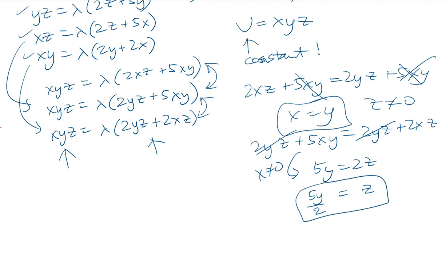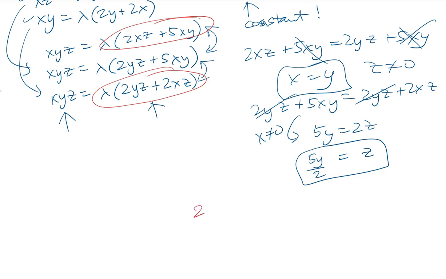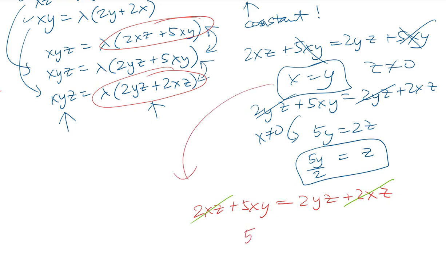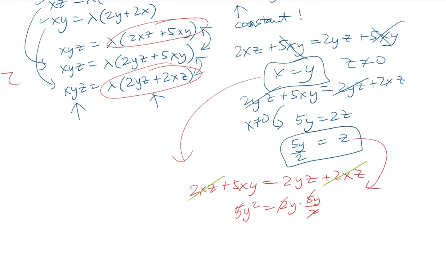And now I'm going to set the outer two equal. So this one, I'm going to set equal to that one. And let's see what happens. So we get 2xz plus 5xy equals, and remember the lambdas drop out, 2yz plus 2xz. And looks like this cancels with this. X equals y, I got that from here. So when x equals y, I get 5y squared equals, and z equals 5y over 2, that's from here. So 2y times 5y over 2. 2's cancel, 5's cancel, y squared equals y squared. Cool. So everything's happening correctly. So I'm done. This works out great. It's supposed to do that.